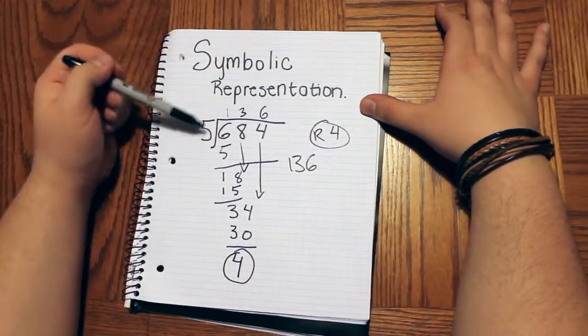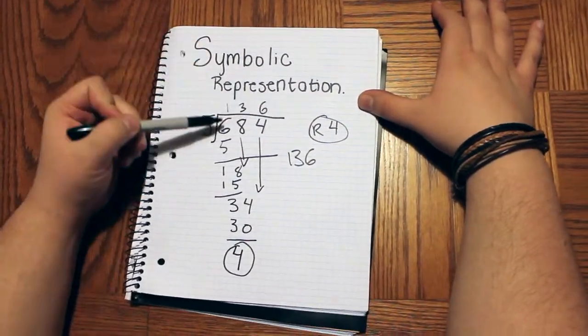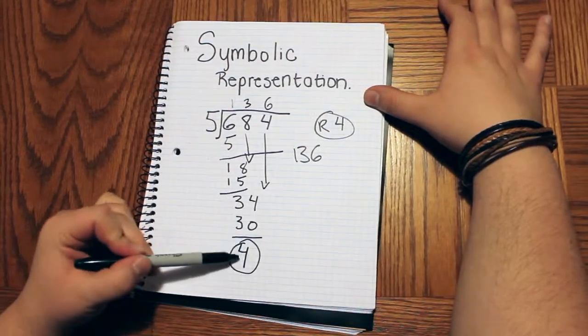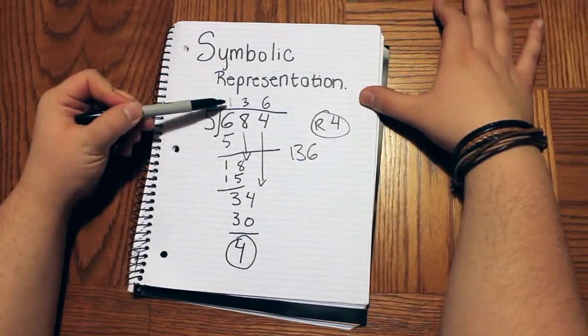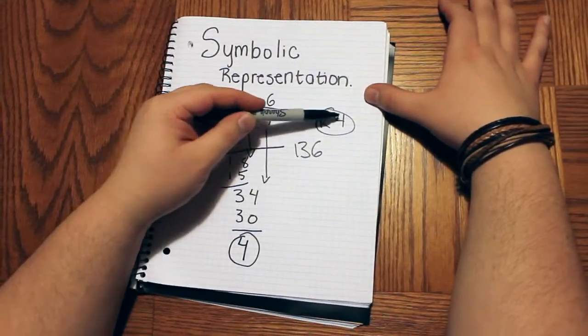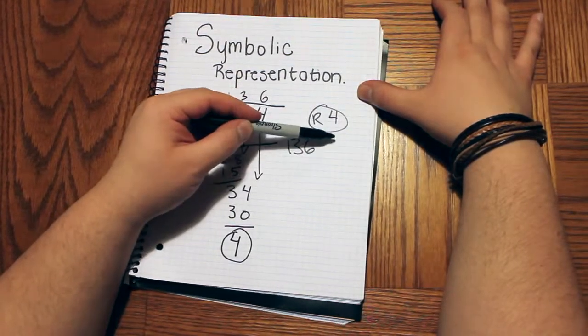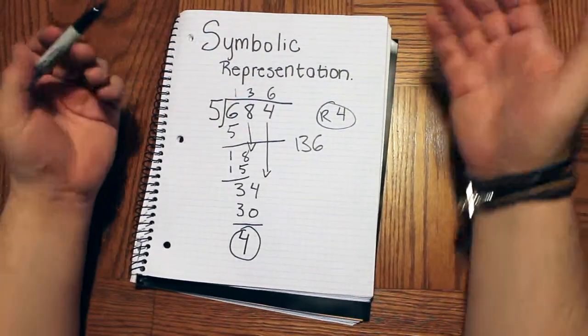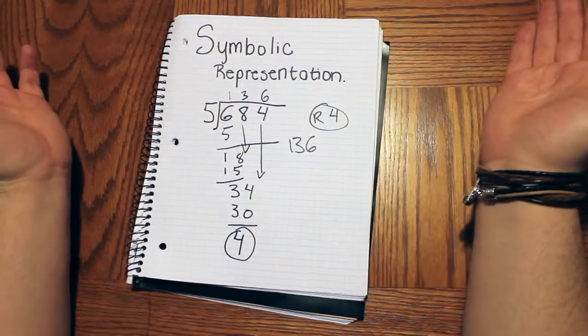So to quickly recap, we work our way across the problem, working down, creating our remainder, finding our answer on the top, representing our remainder outside of the problem and not as a decimal. And this is the old school long division way to solve the problem.